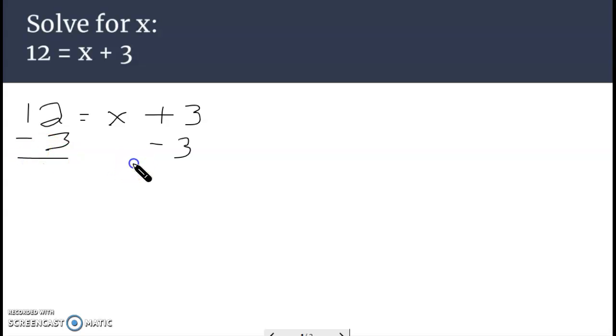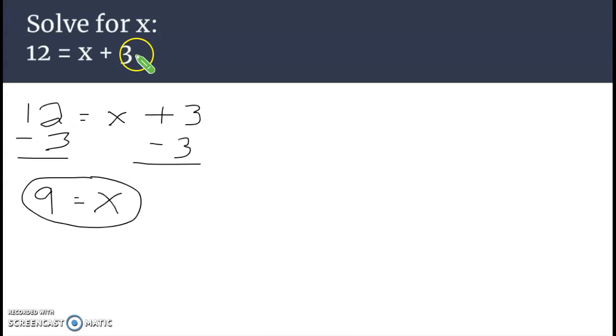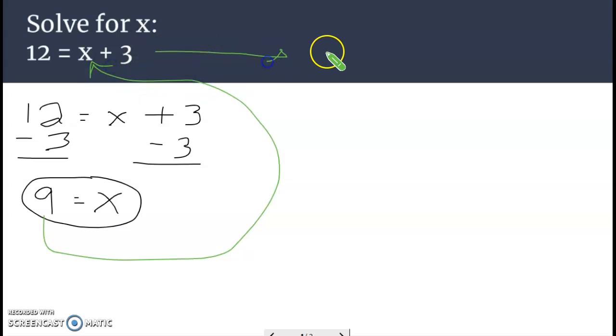And remember, you got to keep equations balanced. What you do to one side, you have to do to the other. X is alone now, which is what we want. And then we say 12 minus 3, which is 9. So x equals 9. Now, please note, you can always check your answer by substituting it back in for x. And if you see here, this does check out. 12 equals 9 plus 3. 9 plus 3 does in fact equal 12, so we know we're good.